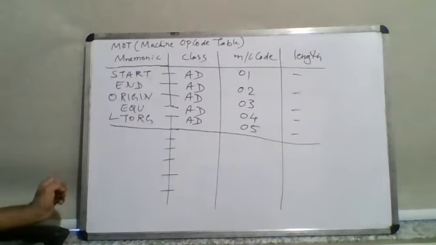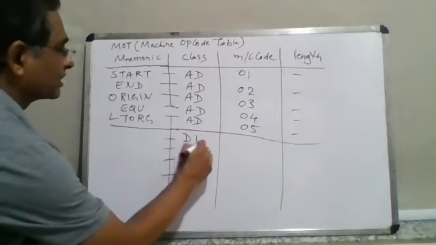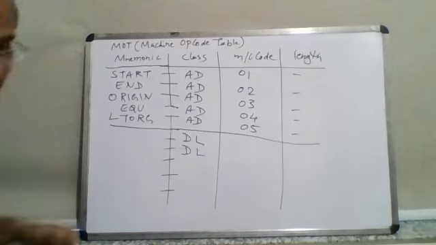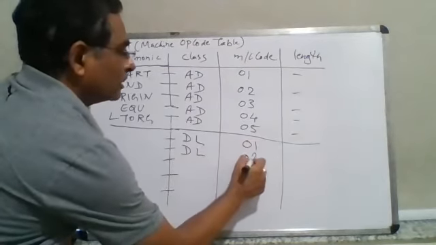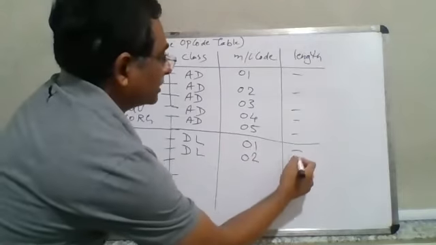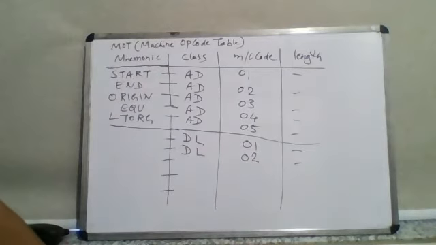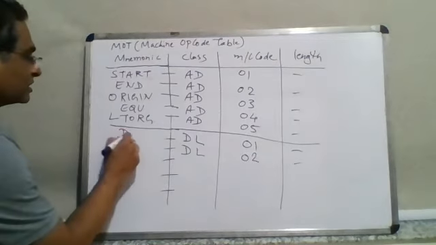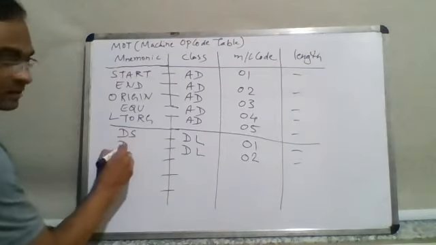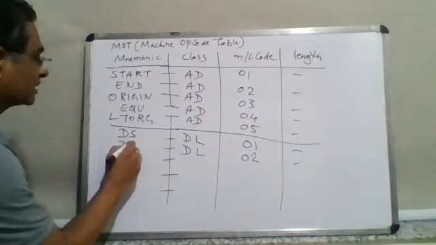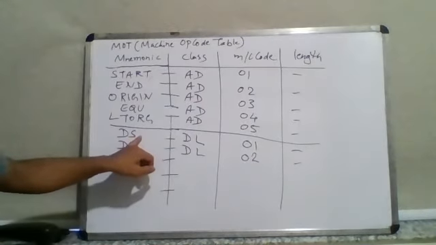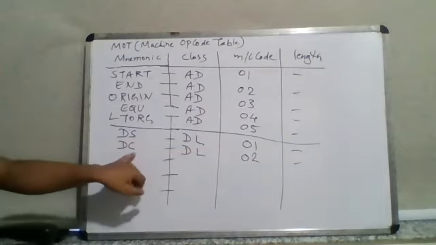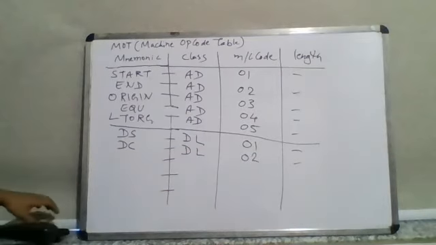The other class is your declaration class. There are 2 entries possible here with the machine code numbers 0, 1 and 0, 2, and again there is no length associated with this. So there are 2 types of mnemonics: declare storage and declare constant. Whenever there is declare storage, it is going to be numbered as 1, and declare constant is going to be 0, 2.